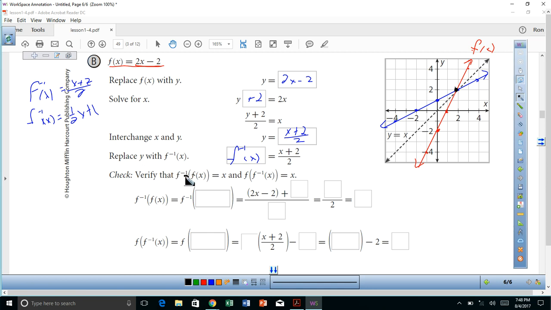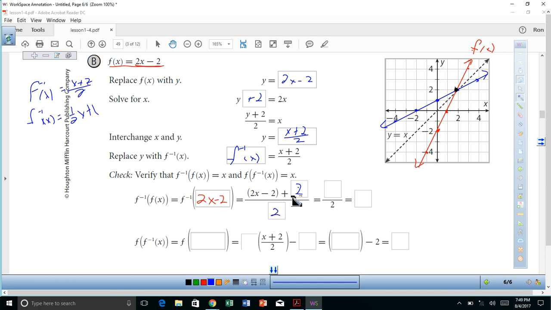Verify that the inverse of f of x equals x, and that f of the inverse of f of x equals x. So let's do the inverse of f of x. Well, what is f of x? f of x is 2x minus 2. So we're going to put 2x minus 2. Now we're going to substitute that in for x, and then we put 2 here. Let me do that in blue, because that is the inverse of f of x.